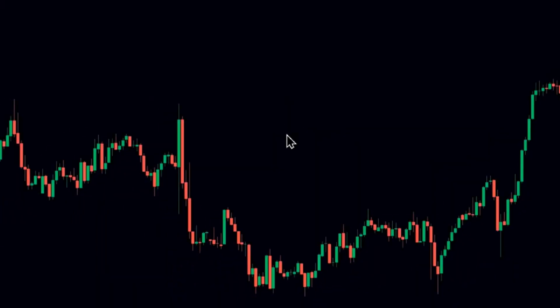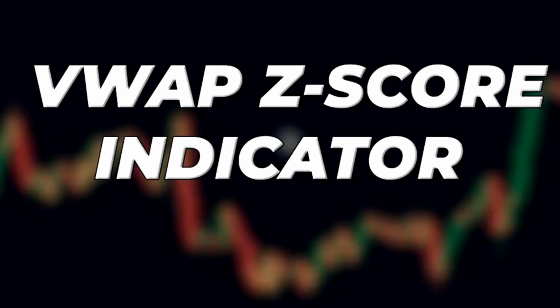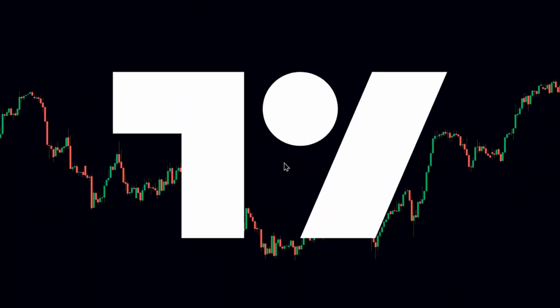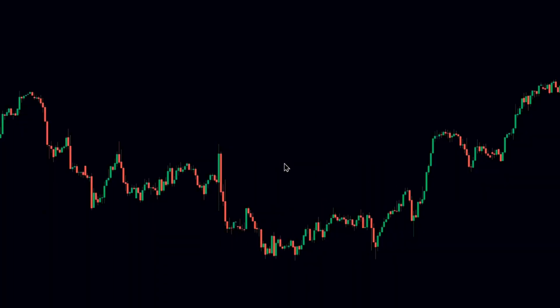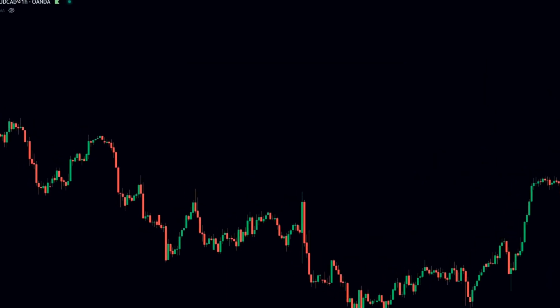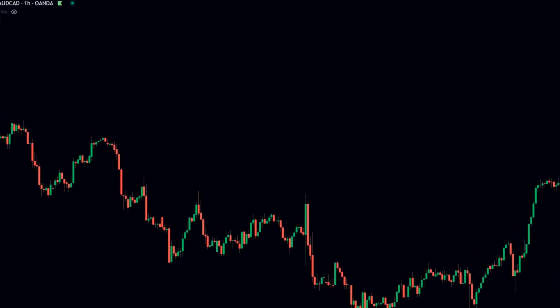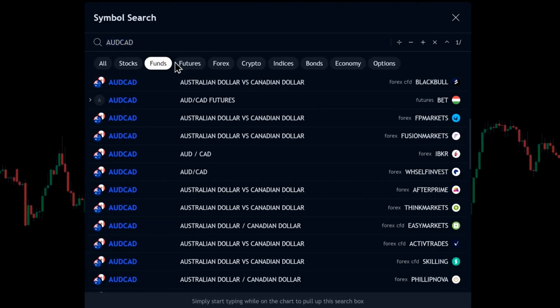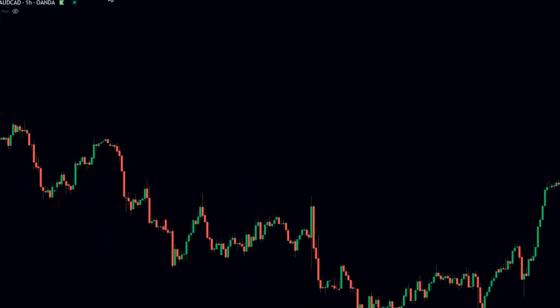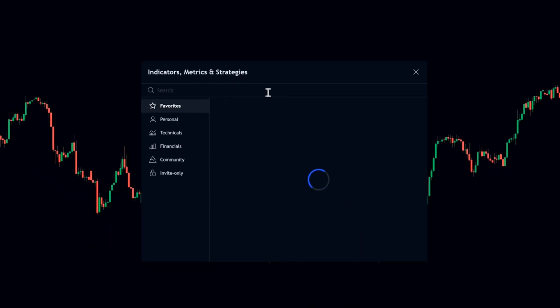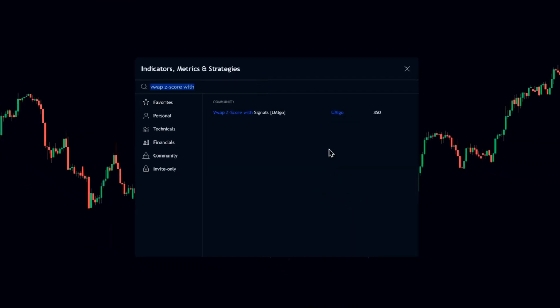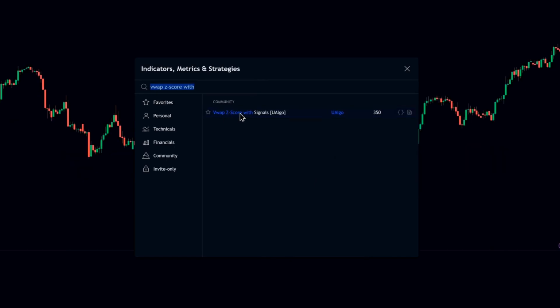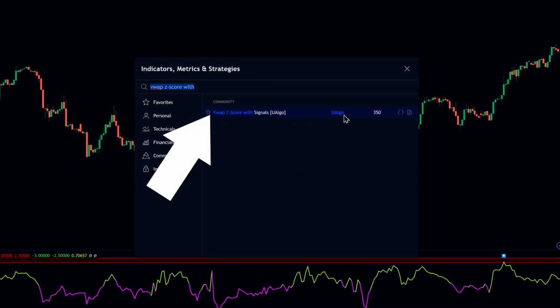First, we will add the VWAP Z-Score indicator to our chart. For this, head over to TradingView. It's the platform I'll be using. Once you're set up, you can load any trading security you prefer on any time frame. This indicator is super versatile and works across the board. Now click on the Indicators tab, search for VWAP Z-Score with signals, and select the one by this amazing scripter.